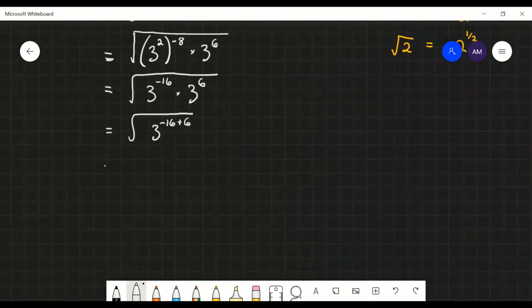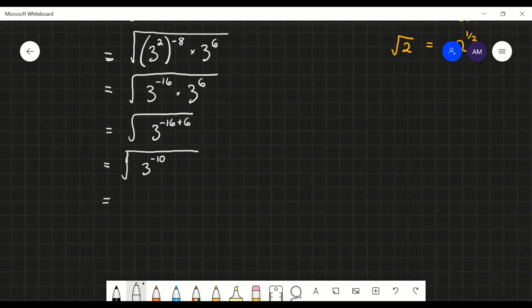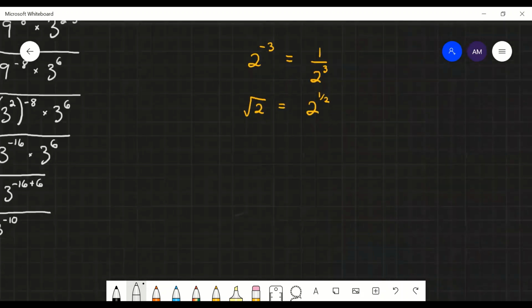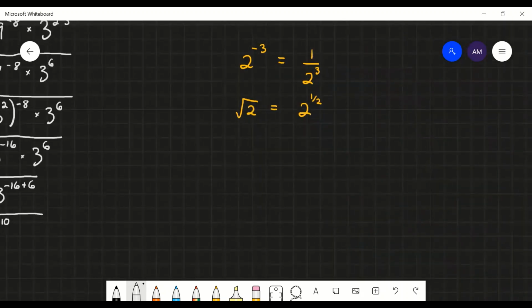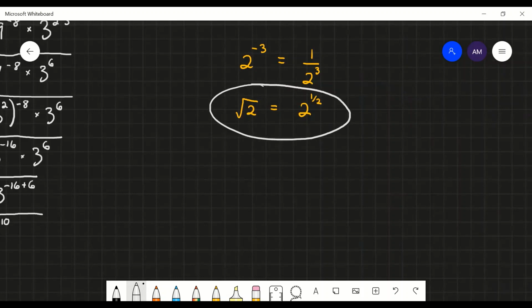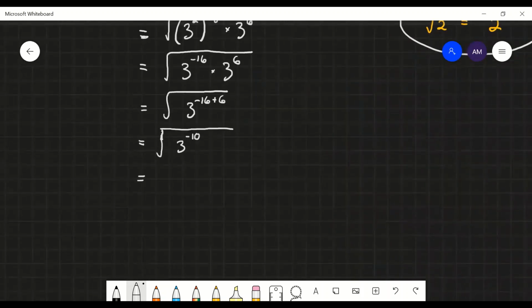And well, negative 16 plus 6. Negative 16 is a bigger number and it's negative, so the negative wins. The difference between 16 and 6 is 10, so this would make negative 10 because the negative is stronger. Now remember what I said about that square root. A square root is the same as raising something to the power of 1/2, as we've seen here. This will be our next step.